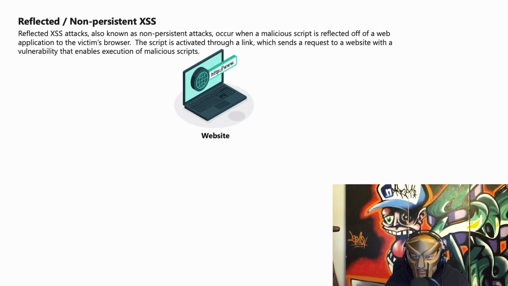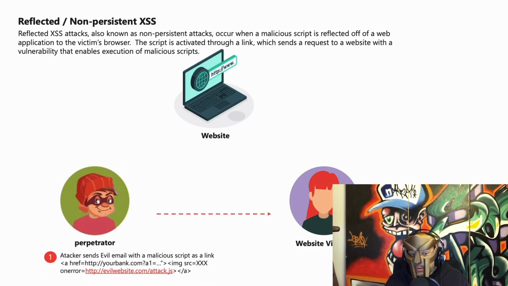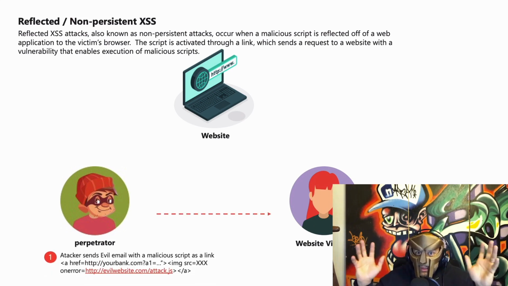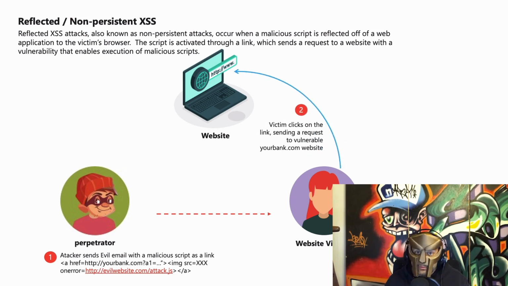So again, we have our website, we have our perpetrator, we have our victim. The perpetrator this time sends an evil email with a malicious script as a link. So a link to yourbank.com, and then there's some kind of evil website with an attack.js. The unsuspecting, unwitting website visitor, the victim, clicks on the link, sending the request to the vulnerable website, yourbank.com, let's say.